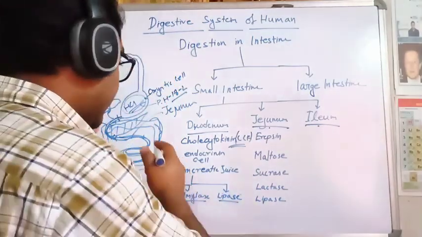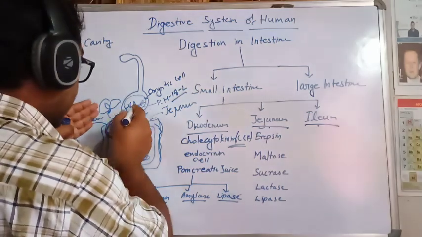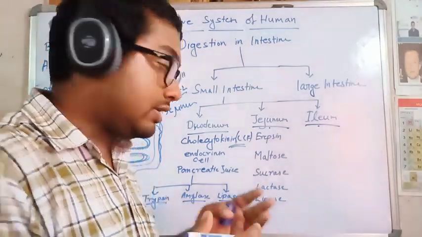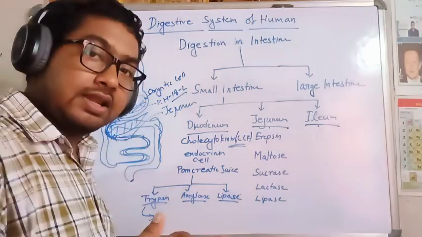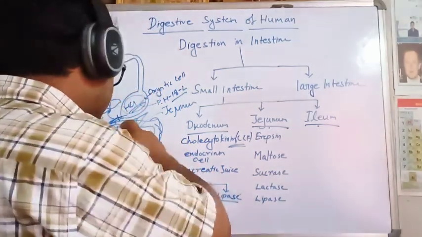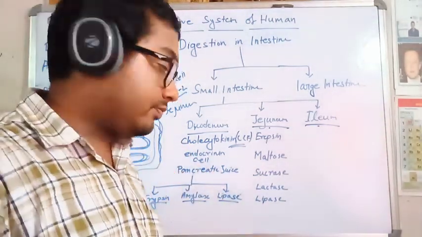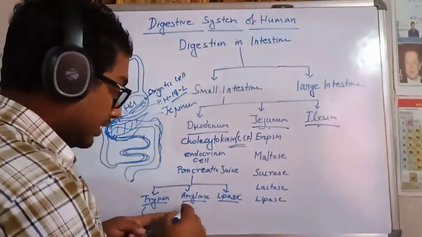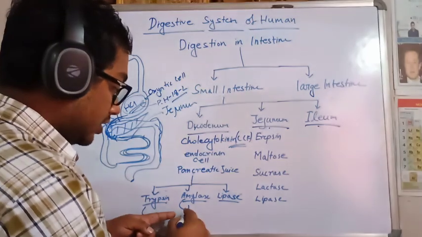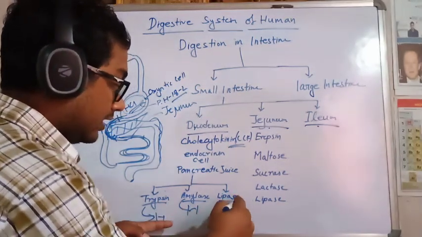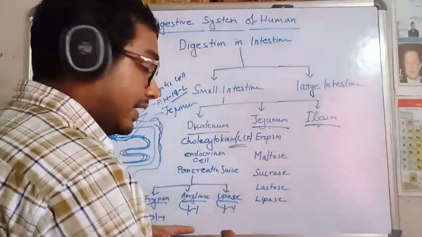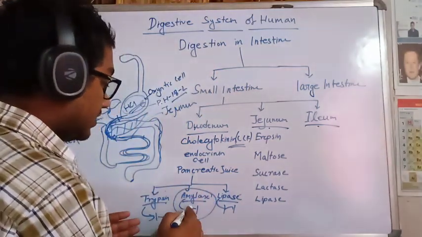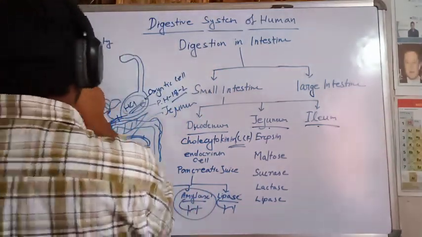One more thing: when the bile juice and pancreatic juice come, the acidic medium comes into an alkaline medium. Here the whole liquid becomes alkaline. Trypsin makes protein into peptone, amylase converts starch to sugar, and lipase converts fat to fatty acid and glycerol.